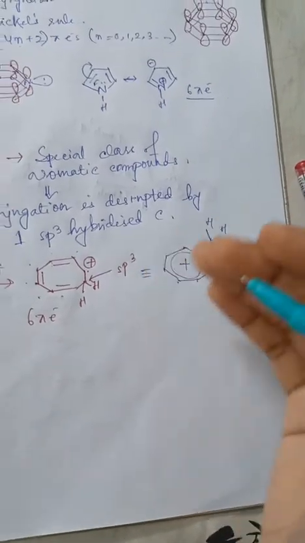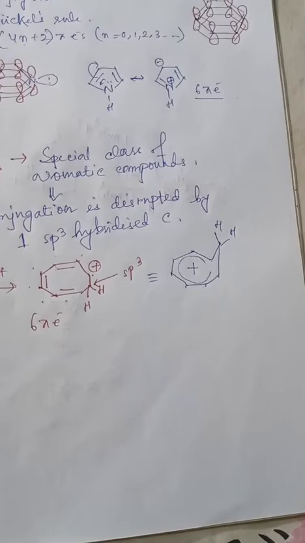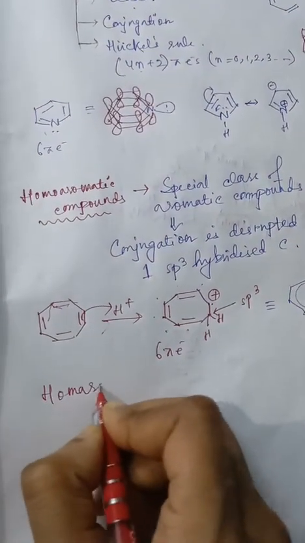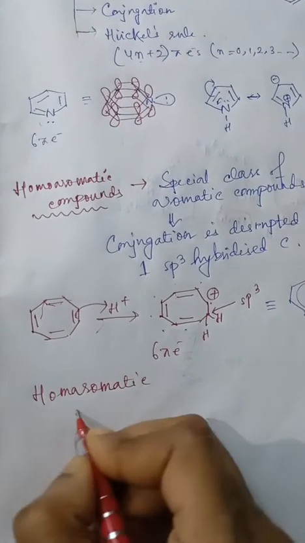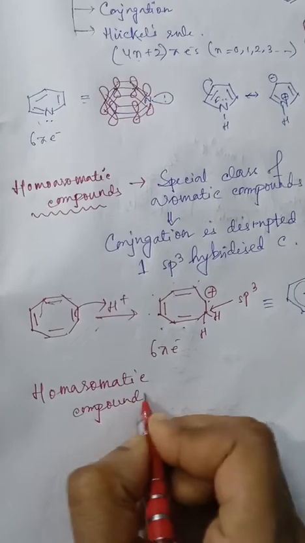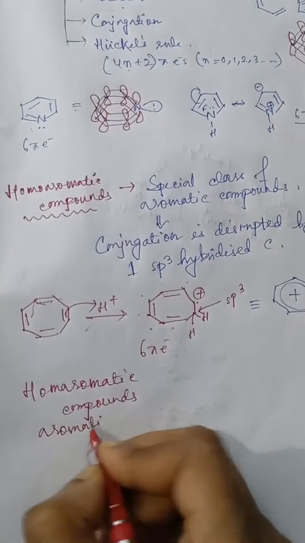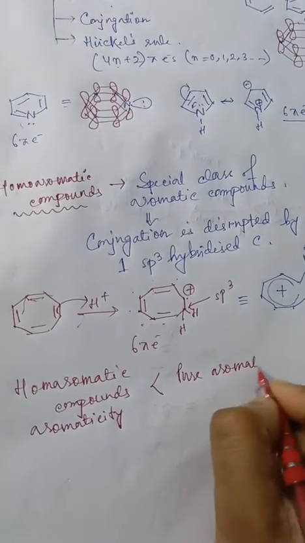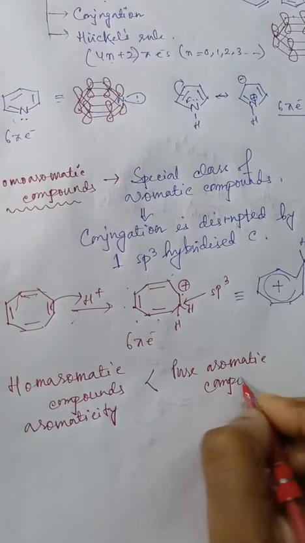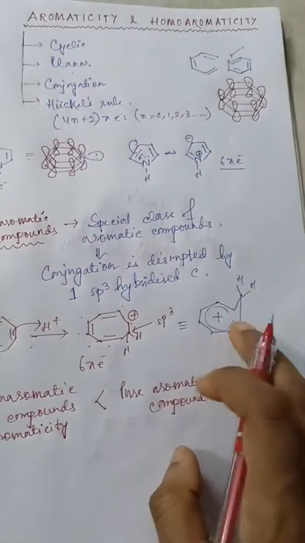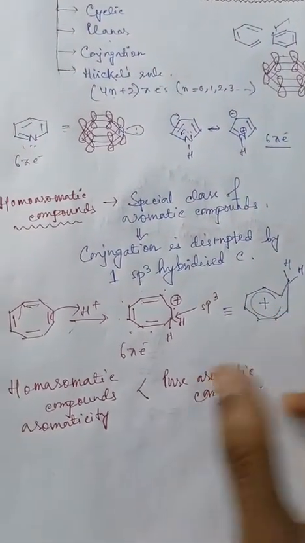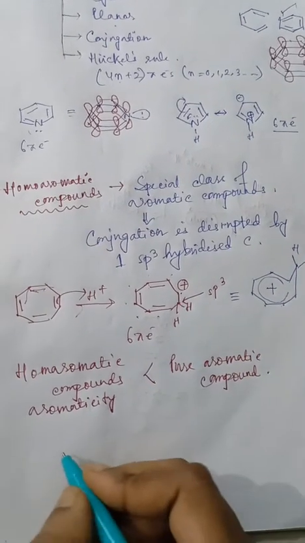So it actually possesses some aromaticity. It's not that it completely loses aromaticity. It possesses some aromaticity, but of course the aromaticity of homoaromatic compounds is less than that of a pure aromatic compound. But it possesses some kind of aromaticity. This is called the cyclooctatetraenyl cation, and there is another compound.